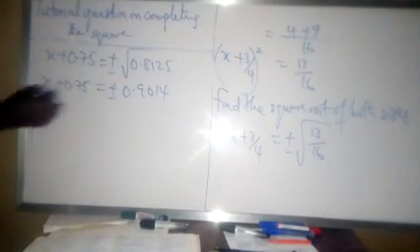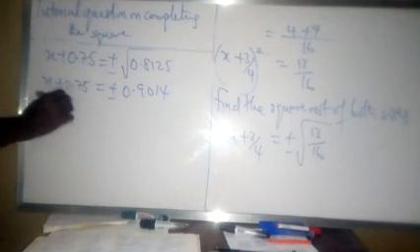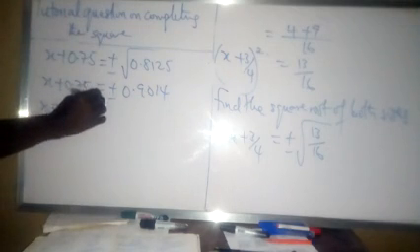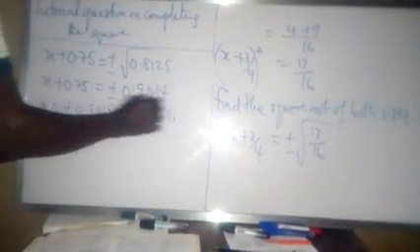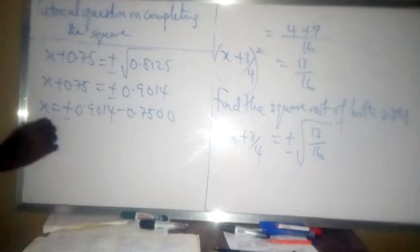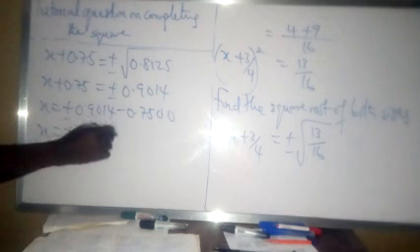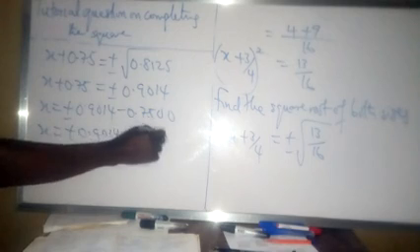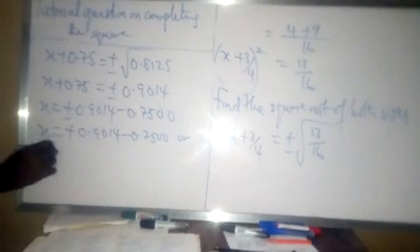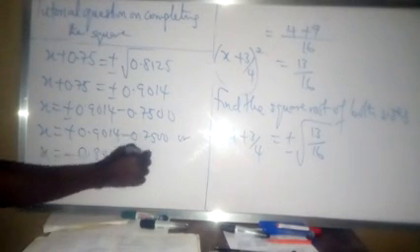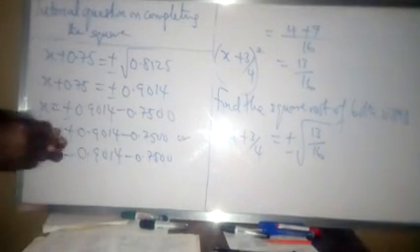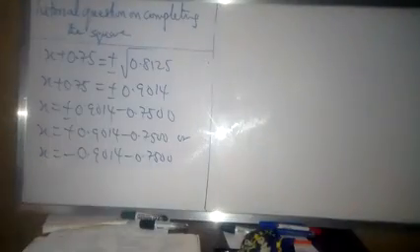So what next? You can now have x equal to plus or minus 0.9014, then minus 0.7500, which implies x equals plus 0.9014 minus 0.7500, or x equals minus 0.9014 minus 0.7500. So you can now evaluate by using your calculator.